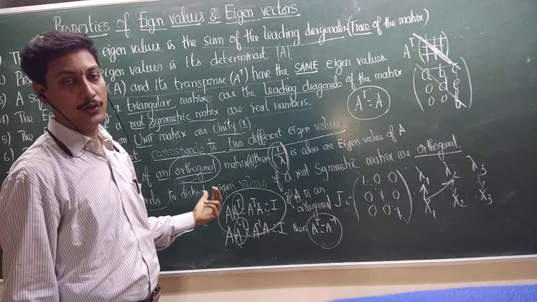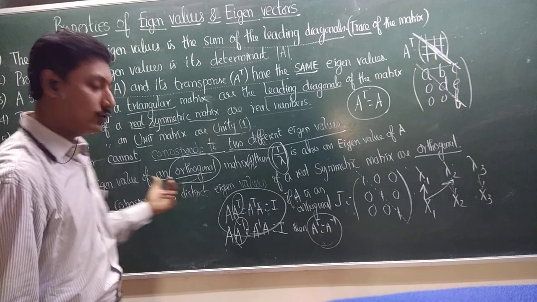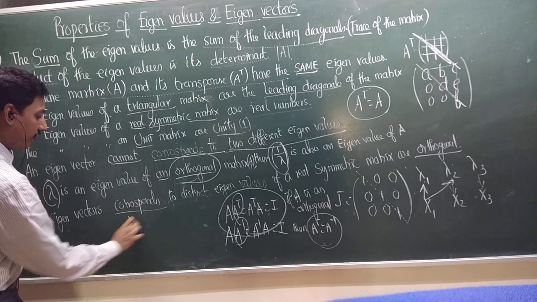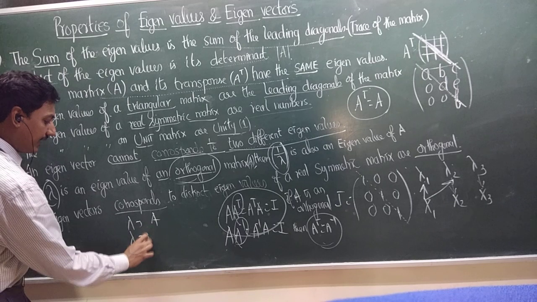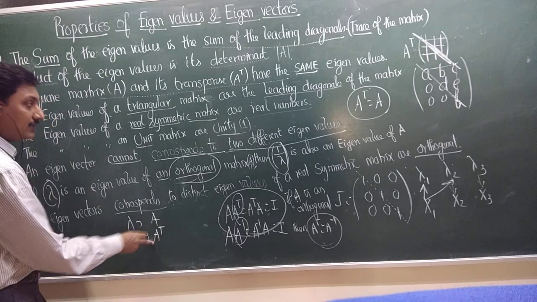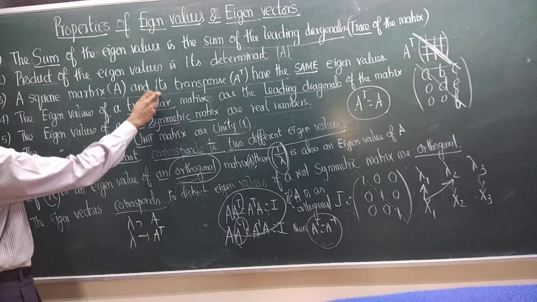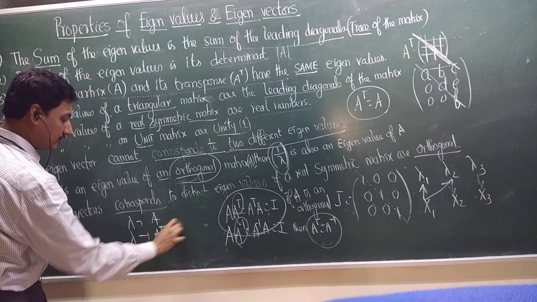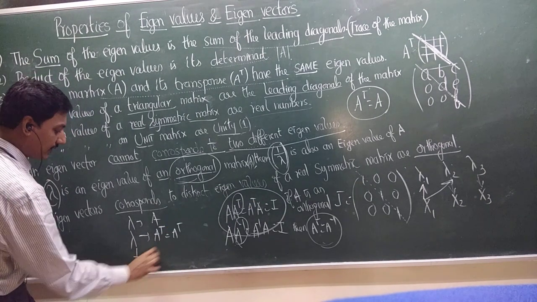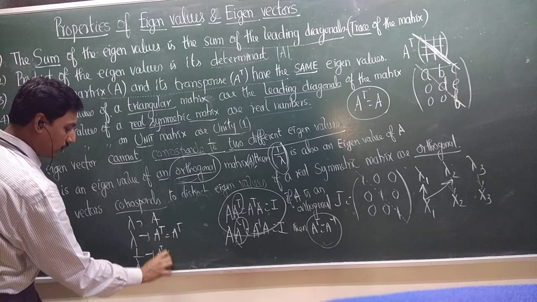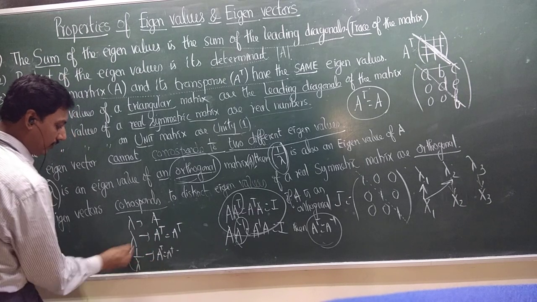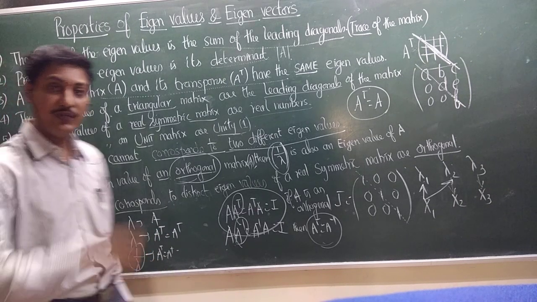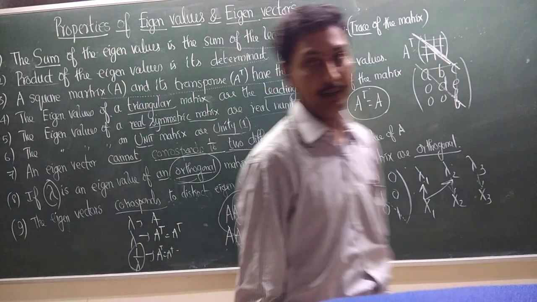A transpose also has the same eigenvalue. So lambda is an eigenvalue of A, and lambda is an eigenvalue of A transpose because of property number 3. Now by the definition, A transpose equals A inverse. So that means 1 by lambda is an eigenvalue for A transpose equal to A inverse. So it's nothing but 1 by lambda is an eigenvalue of the same orthogonal matrix.